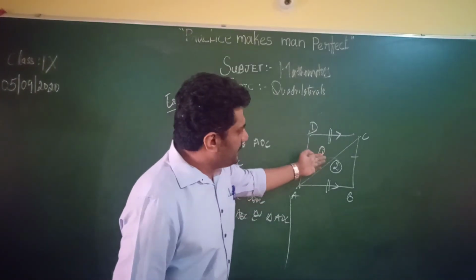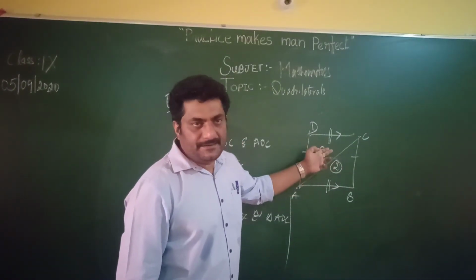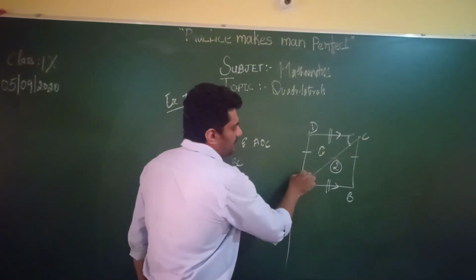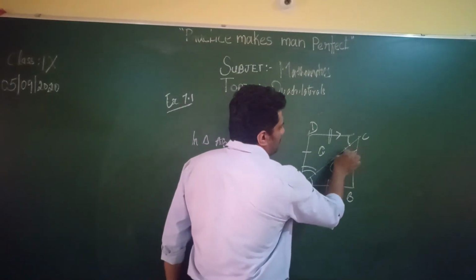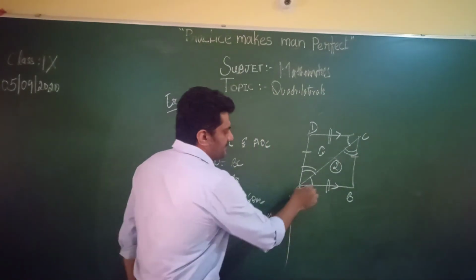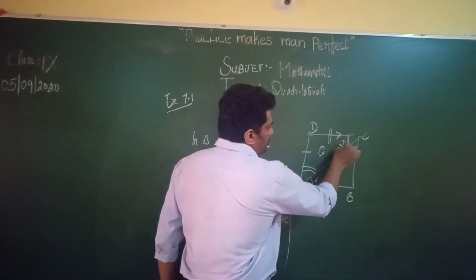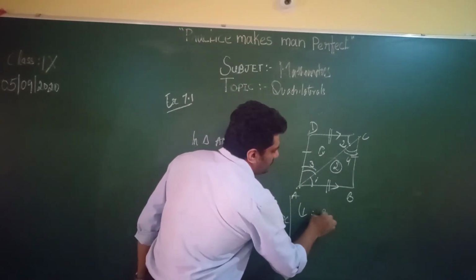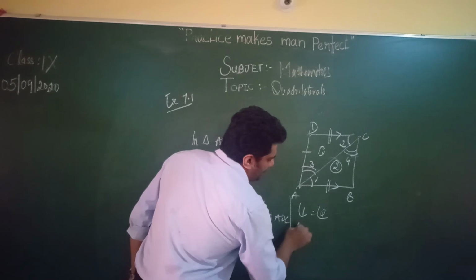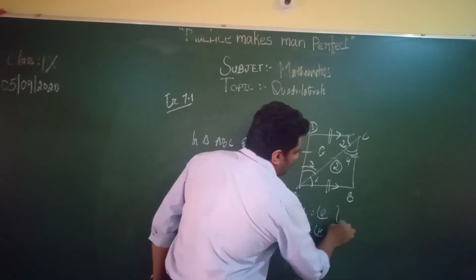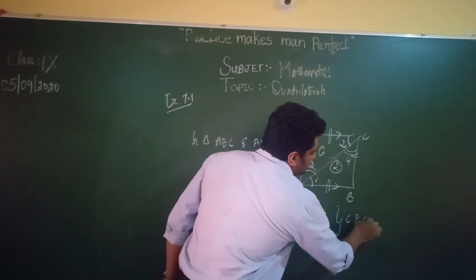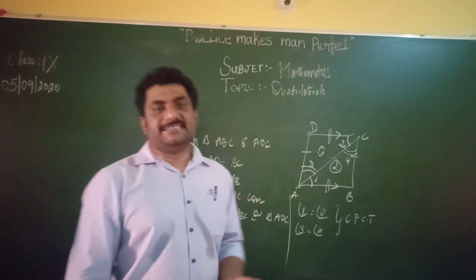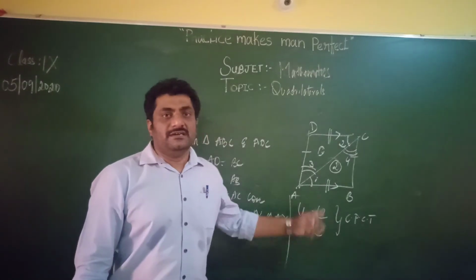Now when I prove these two are congruent, okay, can I tell this angle equal to this angle and this angle equal to this angle? Make this as angle 1, 2, 3, 4. So I can tell angle 1 is equal to angle 2, angle 3 is equal to angle 4, because of CPCT. When two triangles are congruent, the corresponding angles have to be equal. That is what I wrote.